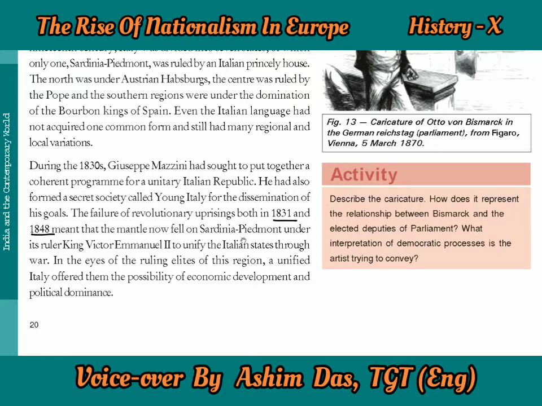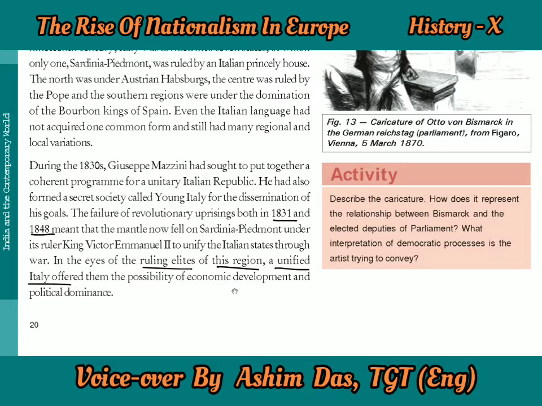So if they don't want to join, then you have to overcome them. You have to attack those places, remove the rulers from there, defeat them, and take those areas under Italian control. So this is what Victor Emmanuel II had intended. And in the eyes of the ruling elites also, all the people from the noble families and the rich families, they also wanted a unified Italy. Why? Because a unified Italy would offer them the possibility of economic development and political dominance.